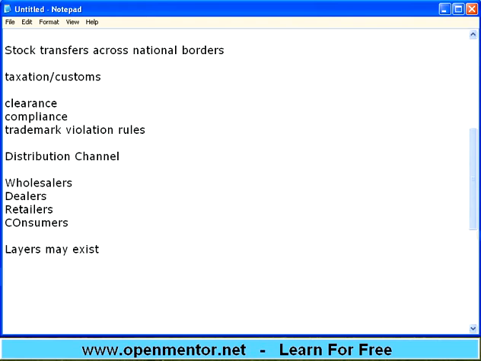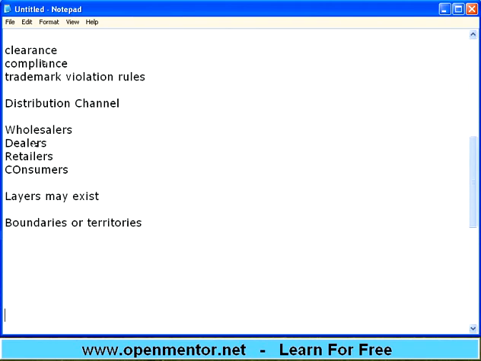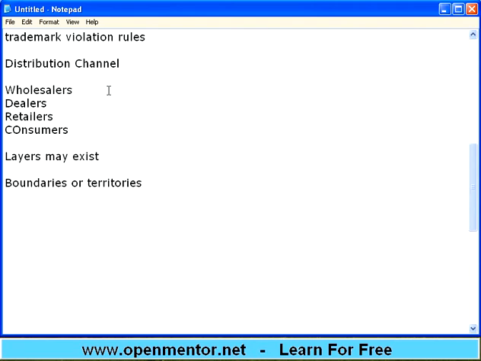So the layers will, at the same time, have boundaries or territories. This dealer is dealing with this particular region or territory. If you allow multiple dealers in the same region, then there may be a potential problem. To whom will you give favor as a manufacturer, but the dealers will expect different discounts, right?